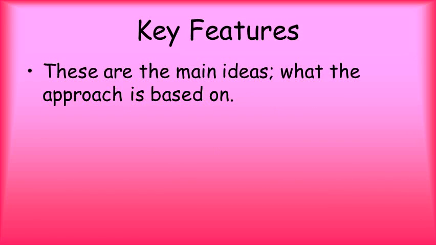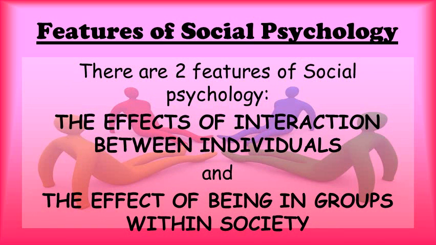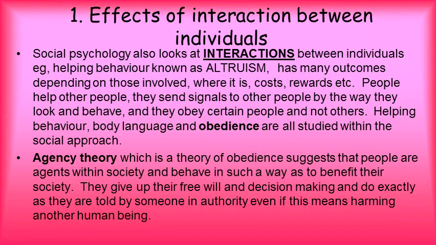Okay, there are two key features that you need to know for this approach. Now you need to be able to define what the key features are, name them and explain them. And the two features that you need to know are the effects of interaction between individuals and the effect of being within groups in society. Now the first one, the effects of interaction between individuals.